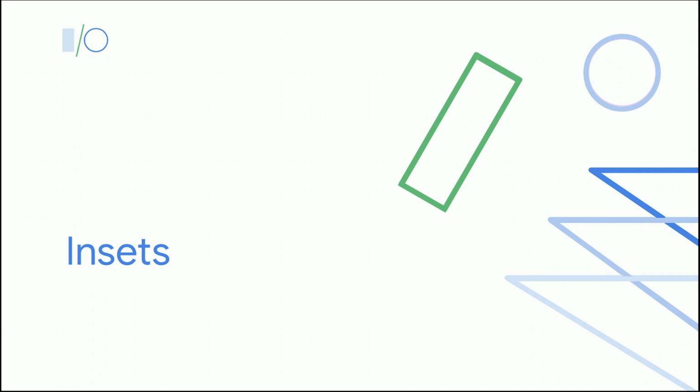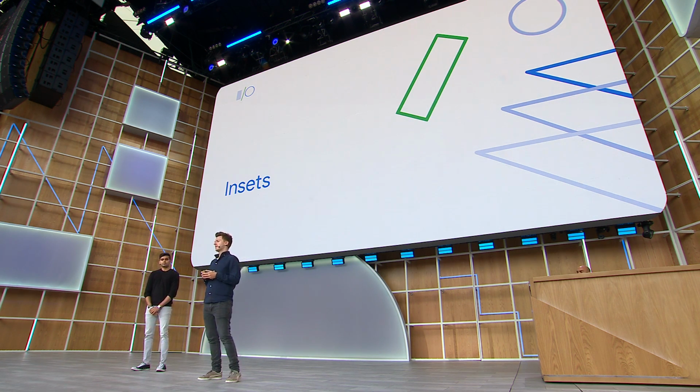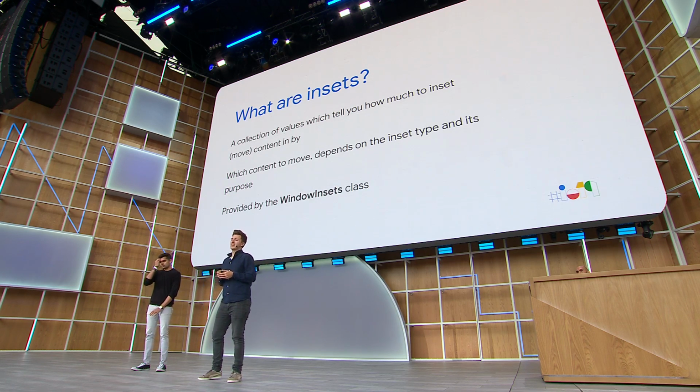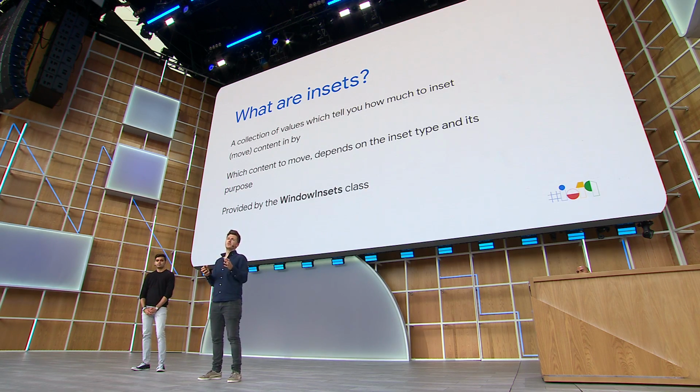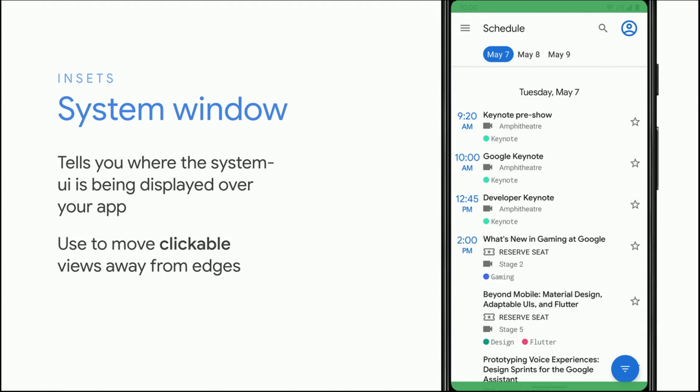Now, when we lay that full screen, we don't want our views to be displayed behind the system bars, and that is where insets come into play. Now, insets are a collection of values which tell you how much to move or inset content by. What views you move, how much you move it by, depends on the inset and its purpose. Now, you might have seen the window insets class. There are a number of types of insets.